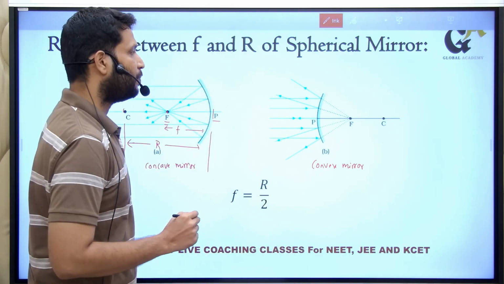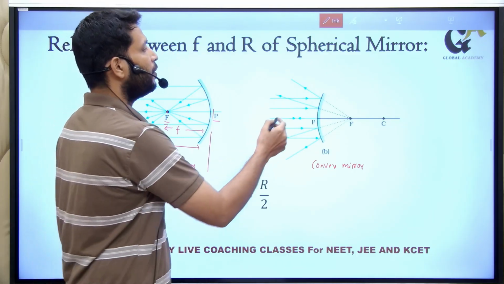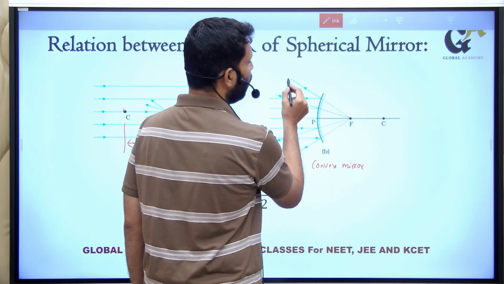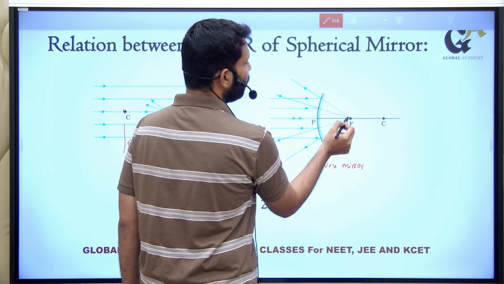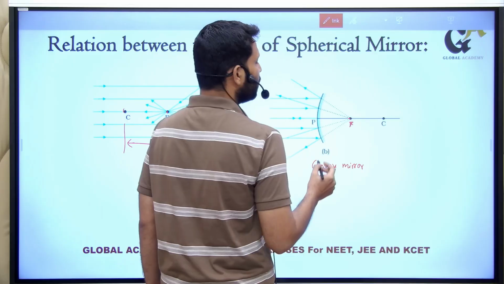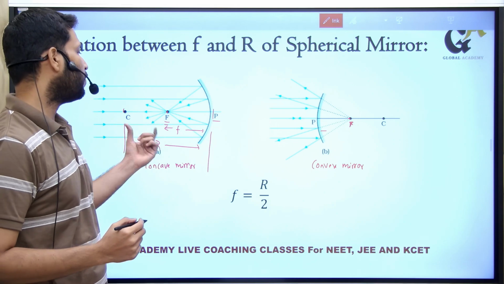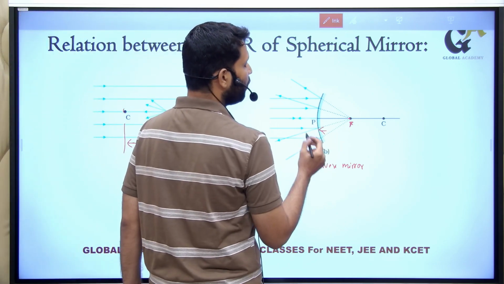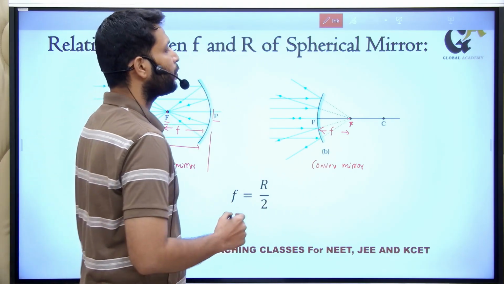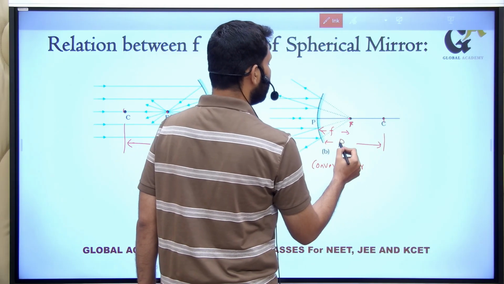So in case of convex mirror, if you make parallel rays fall on the reflecting surface of the convex mirror, after reflection all the rays appear to come from one particular point on the principal axis. That point is called the focus. Similarly, here the distance from the pole to the focus is called the focal length, which is represented by the symbol small f. However, the distance from the pole to the center of curvature is called the radius of curvature.